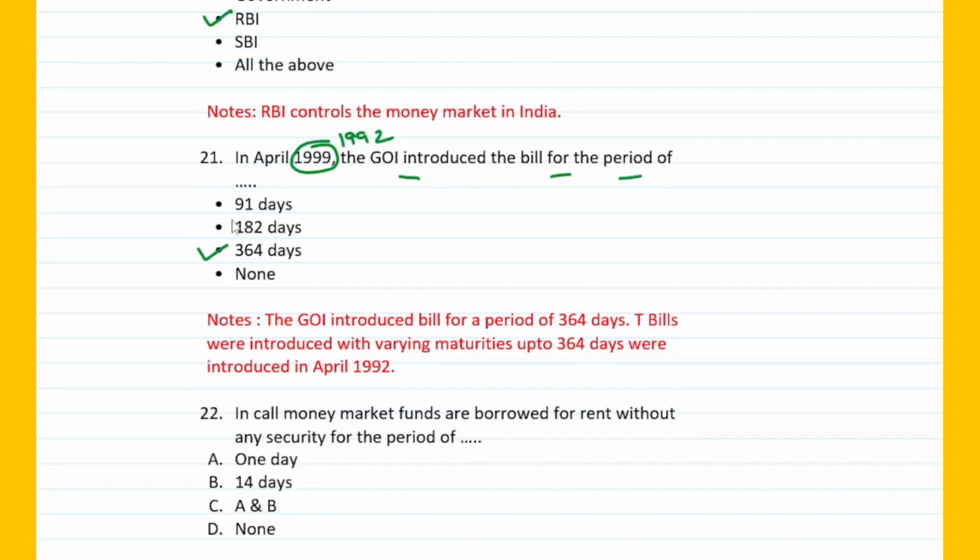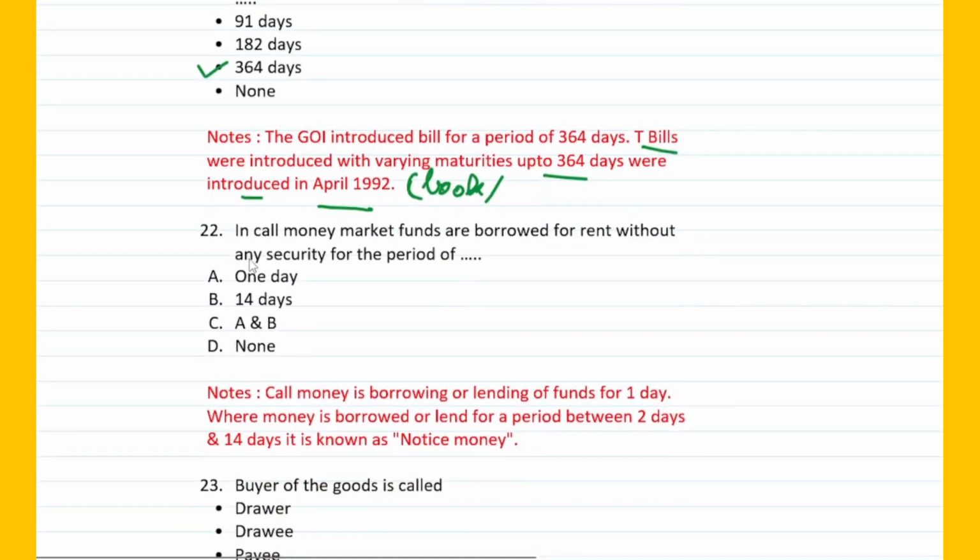Although your book itself talks about that in 1992, T-bills, the bills that are being referred to here are basically T-bills. T-bills were introduced with varying maturities up to 364 days in April 1992. This is absolutely a repetition of what's given in your book. Hence the correct answer should be 364 days, but I guess this should not be 1999, that should be 1992, right? Okay. And then we come to question number 22.